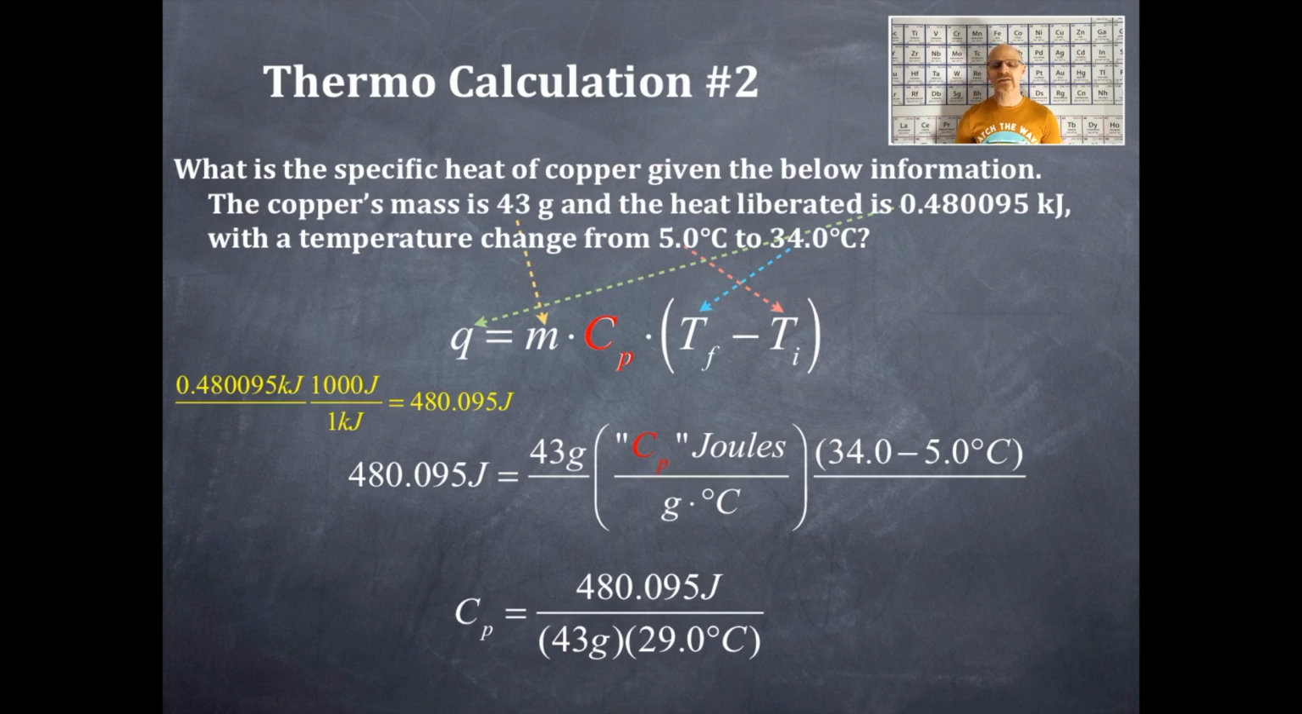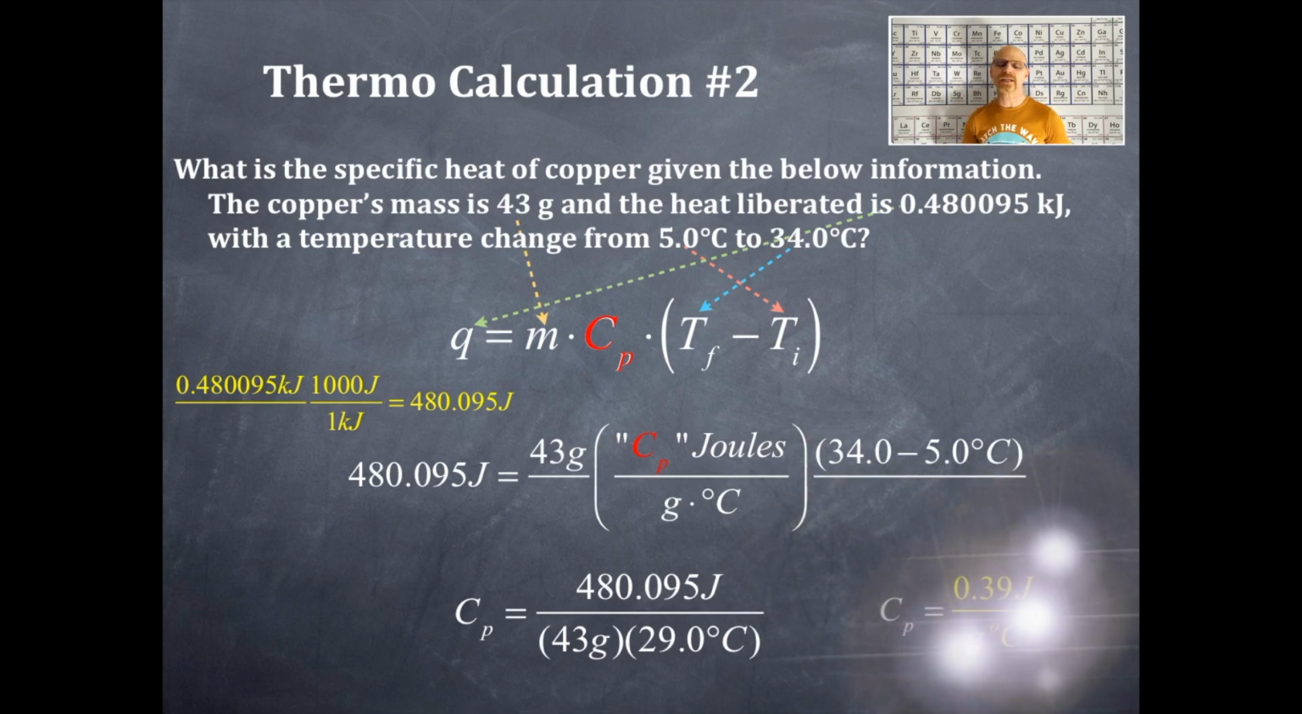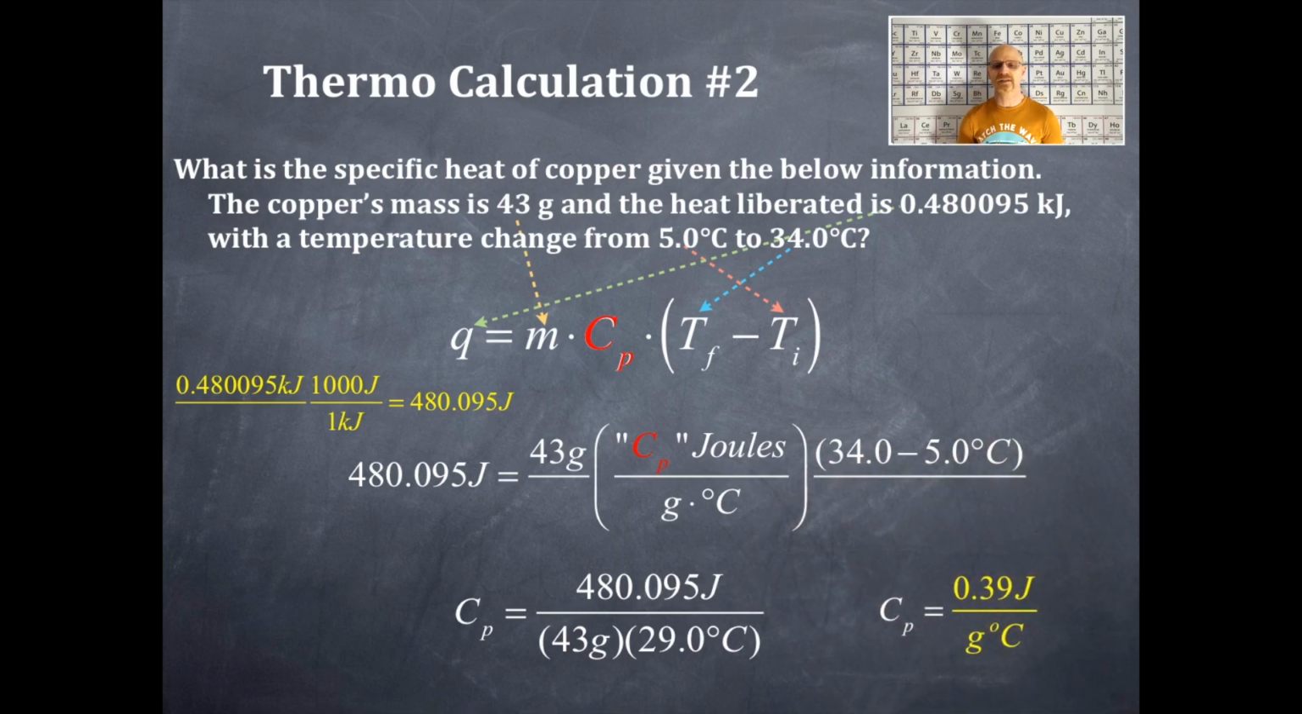The other way you could do this is 480.095 divided by, open parentheses, 43 times 29, close parentheses, and then equal sign in your calculator. But a really simple method is, if it's in the numerator, multiply. If it's in the denominator, divide. We've covered that before in stoichiometry. So here's the number that we get with the correct units and significant figures. It has two significant figures at the very, very end. Okay, so my number for the specific heat capacity is 0.39 joules per gram degree Celsius. Okay, that is my answer.